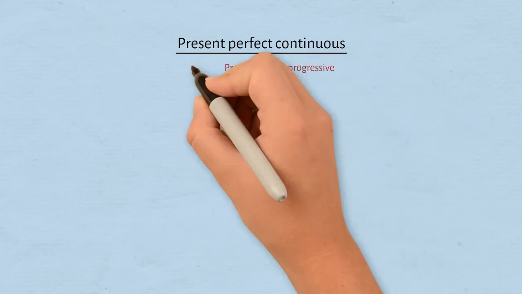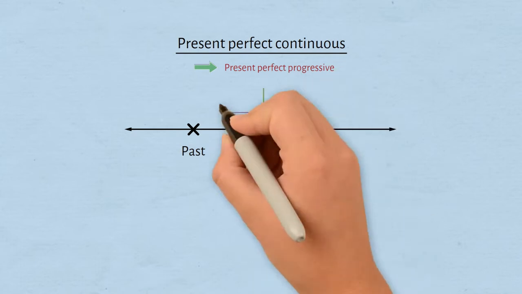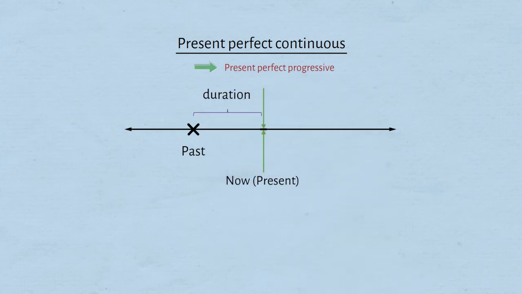Our next tense is present perfect continuous. The present perfect continuous is also sometimes referred to as present perfect progressive. It is a verb tense that is used to show that an action started in the past and is still going on in the present. The present perfect continuous usually emphasizes the duration or the amount of time for which an action has been taking place. Or in simple words, the present perfect continuous tense shows that the activity started in the past and is still in continuation.